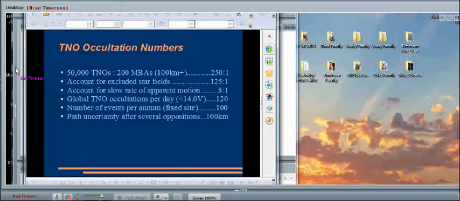These events will have a path uncertainty around 300 kilometres by the end of the first opposition, improving to 100 kilometres after several years. By 2025, stage 1 dimensions derived from occultations could well be dominated at the large end of the scale by trans-Neptunian objects.